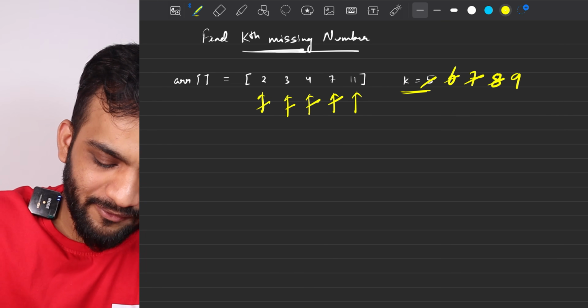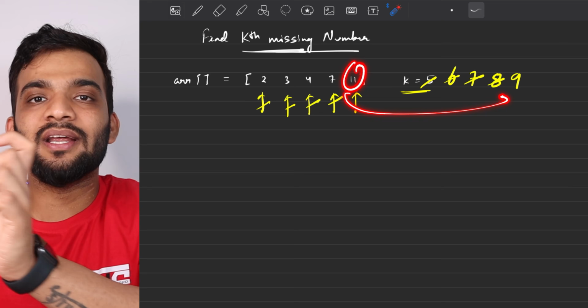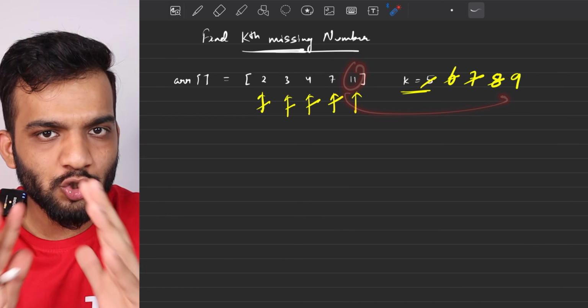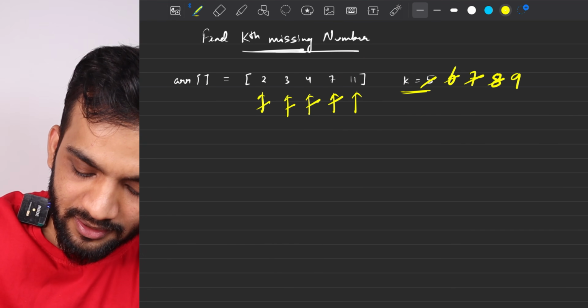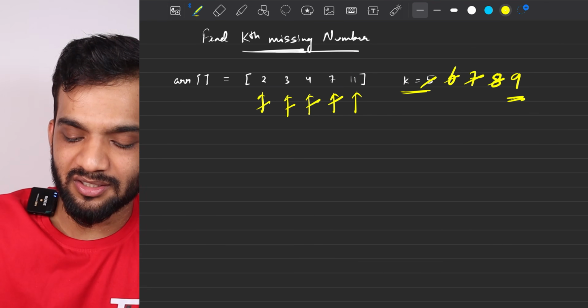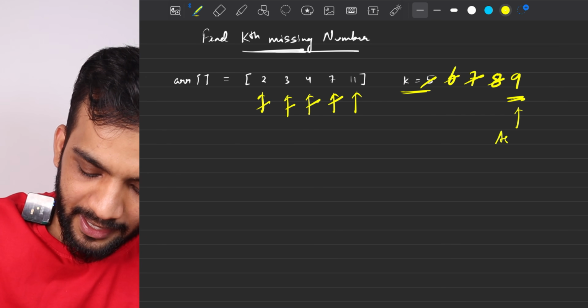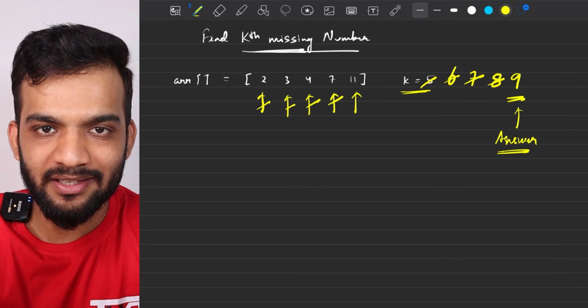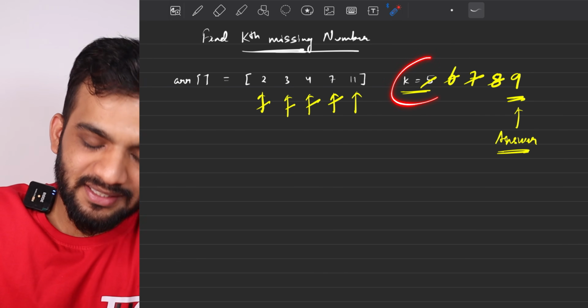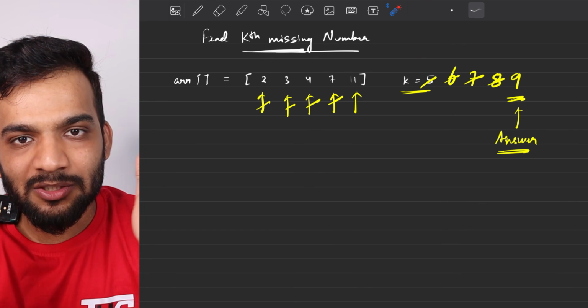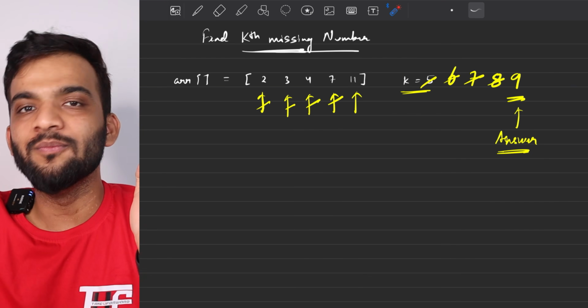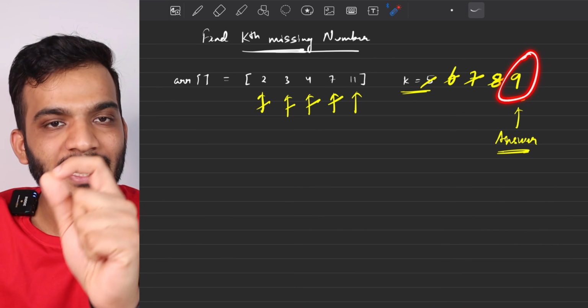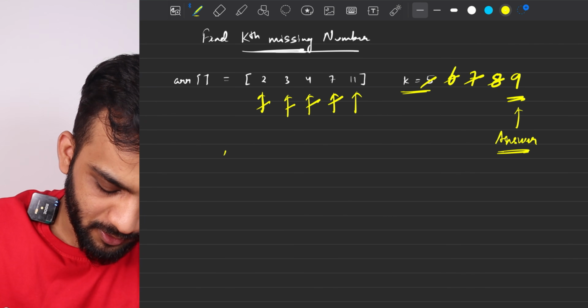The moment I move to 11, I see this has exceeded. So I stop then and there. And I say that this particular 9 is my answer. So this is going to be my answer for the brute force. Super simple. It's basically the numbers that are lesser than or equal to k will take their place. Thereby, you have to move, and wherever you stop, that will be your answer. It's going to be super simple.